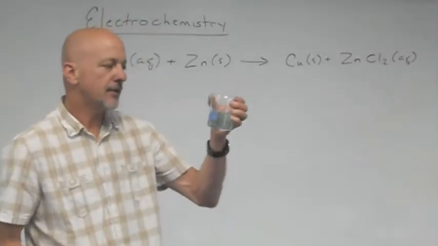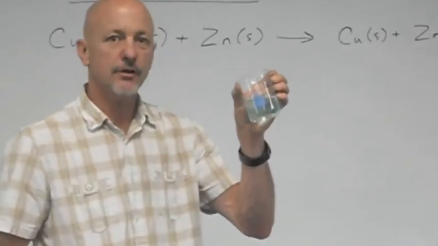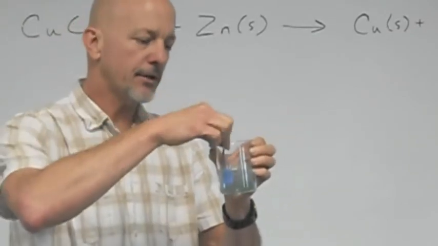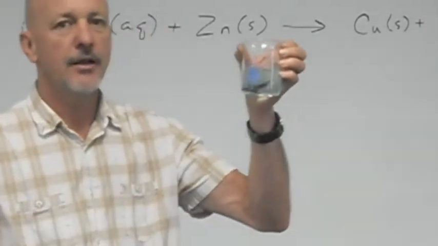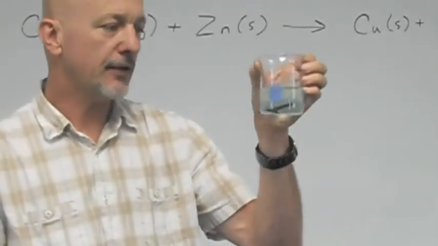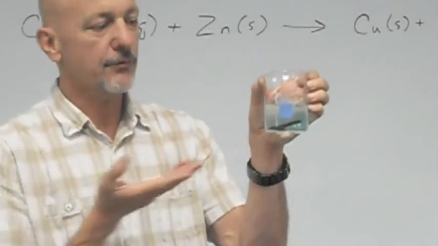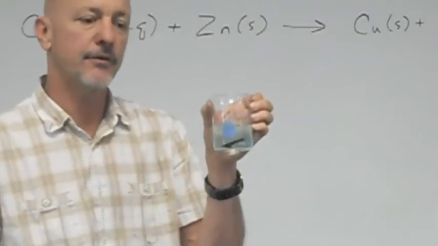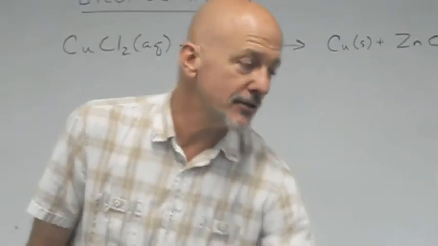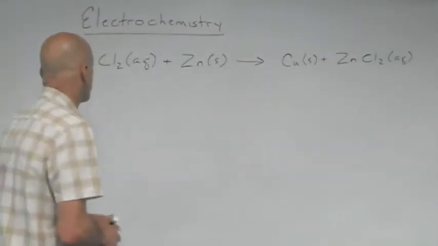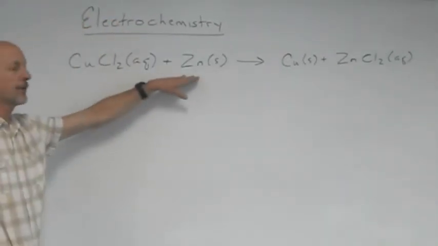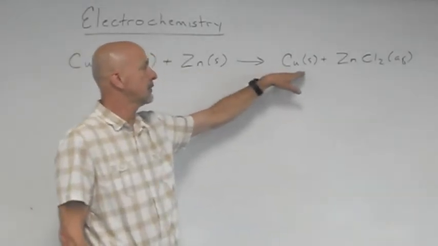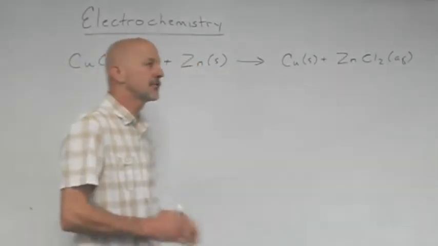So if I have here a beaker of copper(II) chloride solution, and I take a piece of zinc metal and drop it into the solution, I can see almost right away the zinc is starting to get dark, and copper metal starts to form on the surface of the zinc. So let's look at the reaction that's occurring. I've got copper(II) chloride and zinc, there's my reactants. My products that are forming are copper and zinc chloride solution.